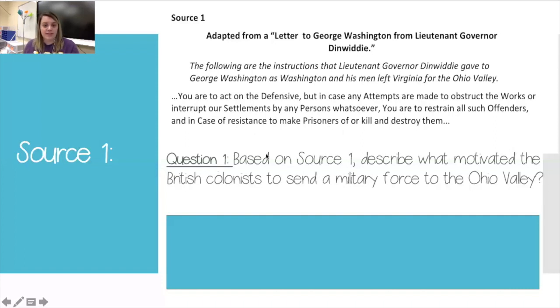So again, the question says, based on source one, which is what we just read, describe what motivated the British colonists to send a military force to the Ohio Valley. This not only ties back into this source, but also our previous lesson: what were the reasons they needed to send British colonists? What motivated the British colonists to send a military force to the Ohio River to protect them? I would pause the video right here and give the students time to copy the question, move on, and then come back and answer.